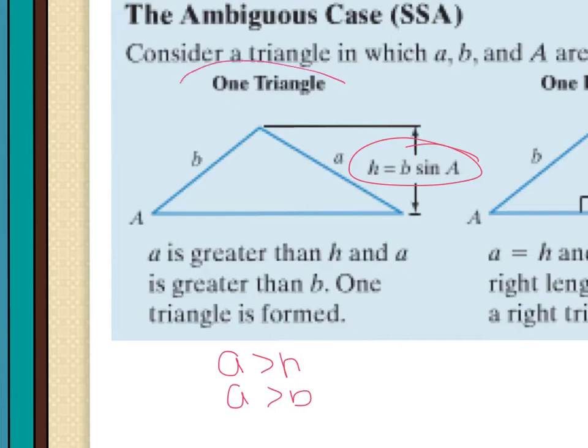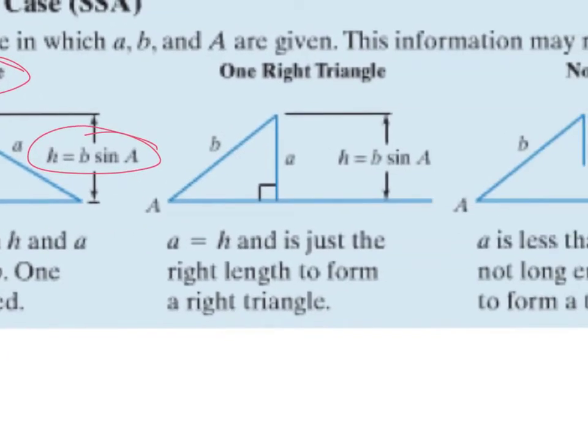Again, we have one triangle when A is greater than H and A is less than B. Or it could be that we have one right triangle, because it all depends on that proportion of A, B, and H. If A is equal to the height that we dropped, we don't really have a triangle that looks like this. We have a triangle that looks like this. So when A equals H, it's a right triangle.